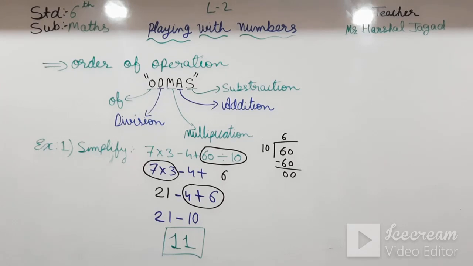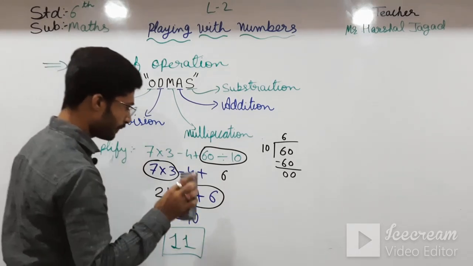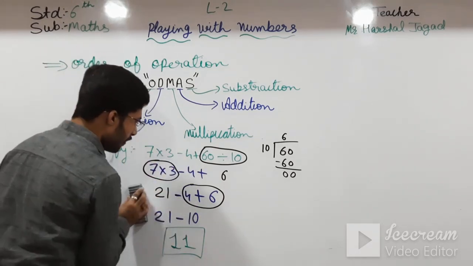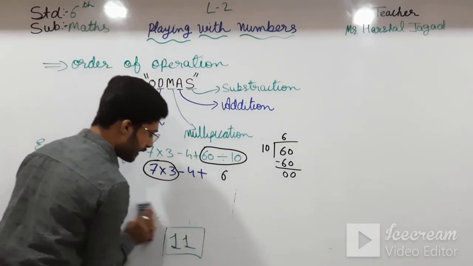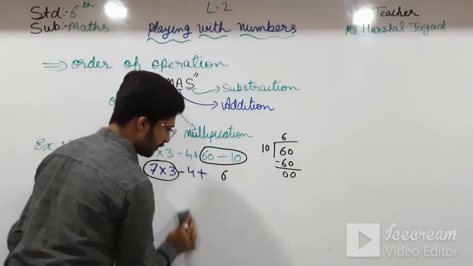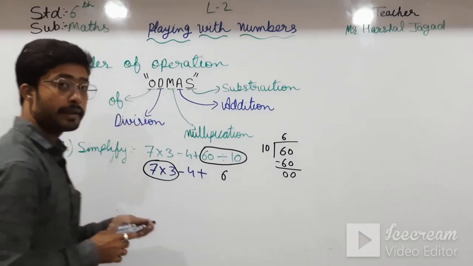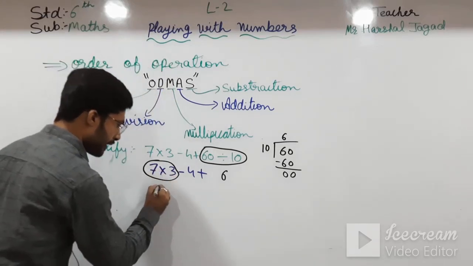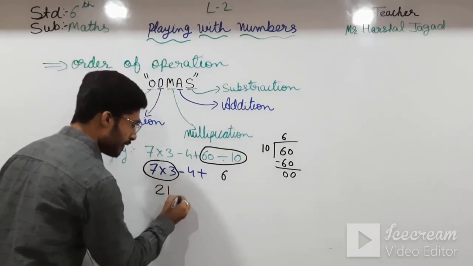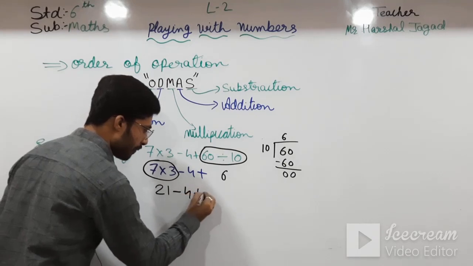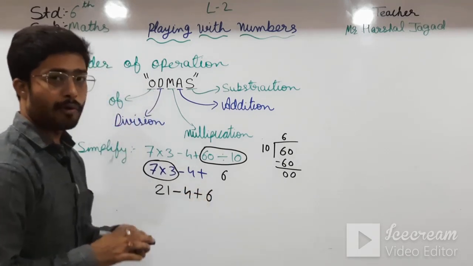Okay students, please don't write this. From here we have made a mistake. So what will be done here? First of all, here 7 3s are 21 minus 4 plus 6, and then what we have to do?